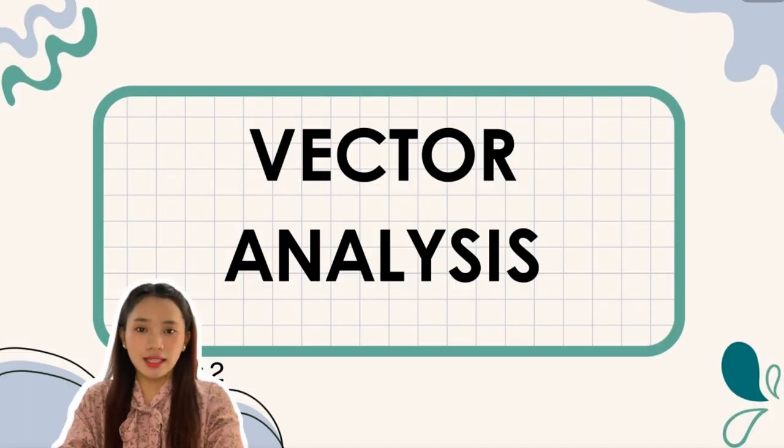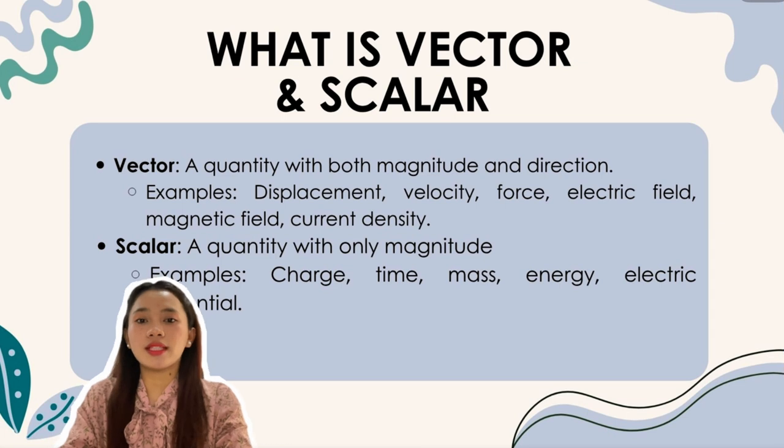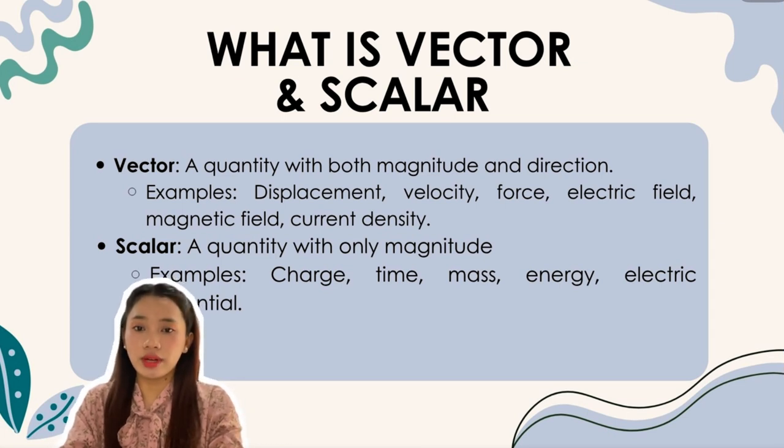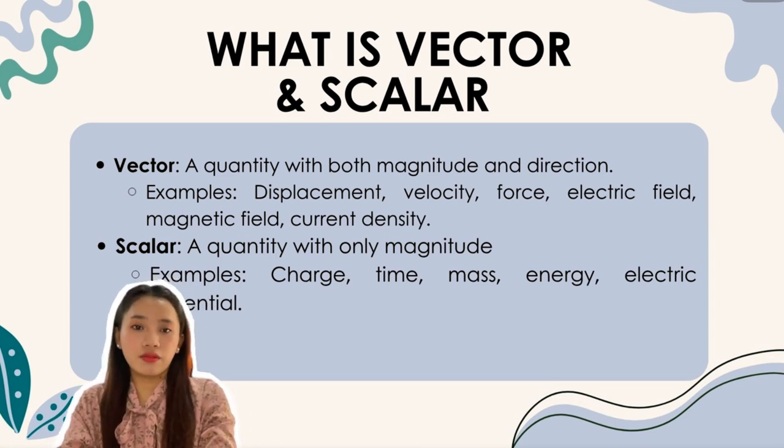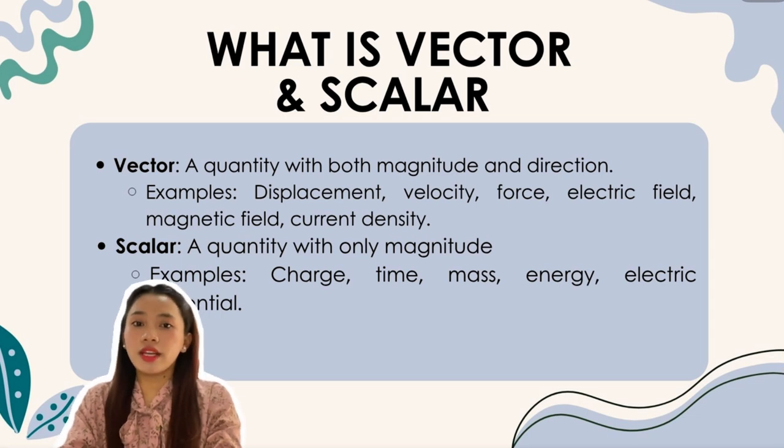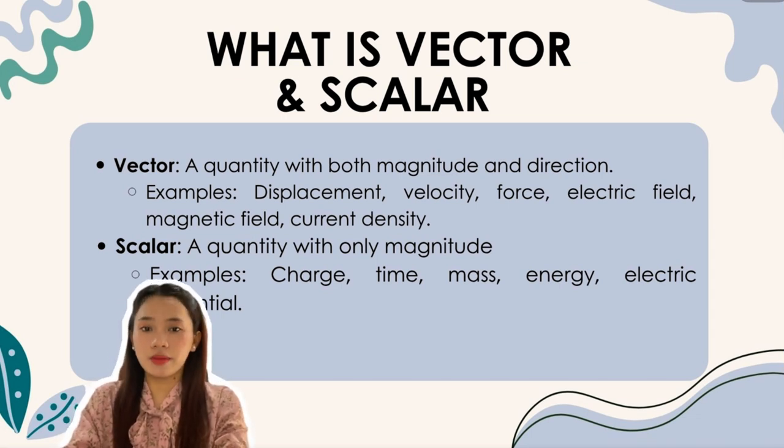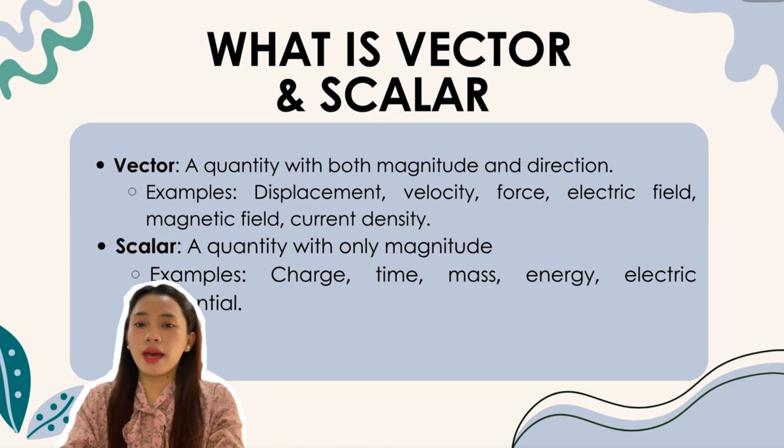Let's begin with the basics. A vector is a quantity that has both magnitude and direction, like force, electric fields, or current density. On the other hand, a scalar only has magnitude, like time, mass, or electric potential. Understanding the difference is essential because electromagnetism heavily relies on vector quantities.